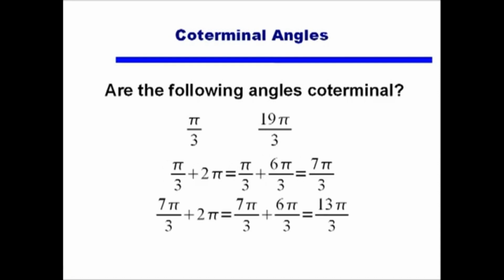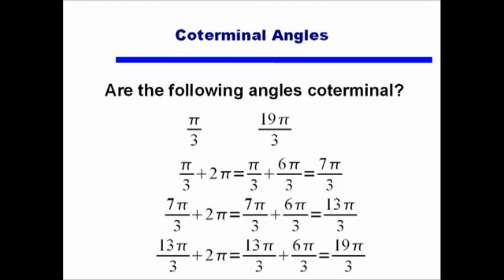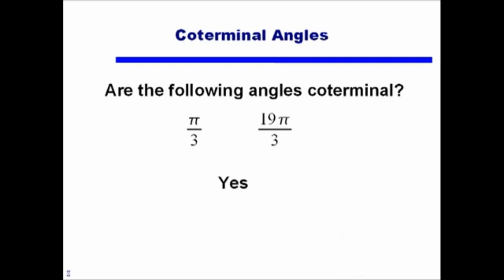Well, I'm not there yet, so I'll take my 7 pi over 3, add to that another rotation, and then I end up at 13 pi divided by 3. Still not quite done, so I'll add one more rotation, and once I add that last rotation, I do get to 19 pi over 3. So the question, are the following angles coterminal? Well, the answer to that is yes, because if I add 2 pi repeatedly to pi over 3, I do get to the angle 19 pi over 3, so they are coterminal.